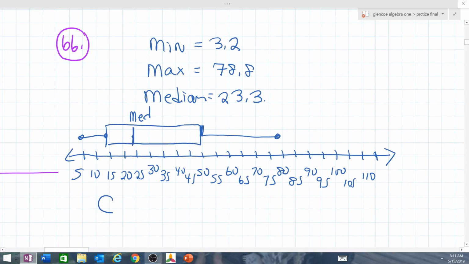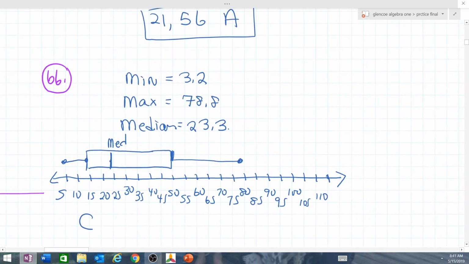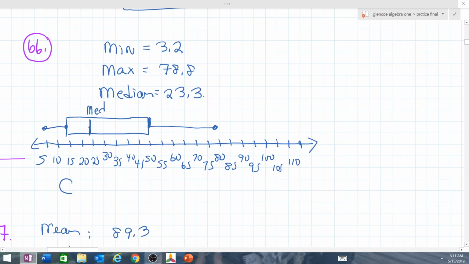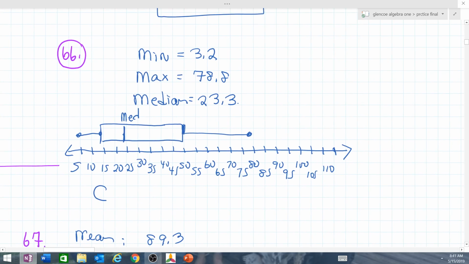66. They want you to draw a box and whisker plot. So the minimum value is 3.2. The maximum value is 78.8, and your median is 23.3.